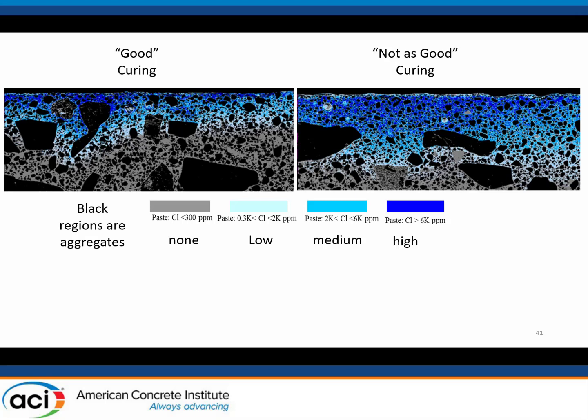And then the blue, that's where the chlorides are. And you can see on the left, less blue. On the right, more blue. You with me? Same concretes. The only difference is the curing. And because the curing's not as good on the right, this material is penetrating more.